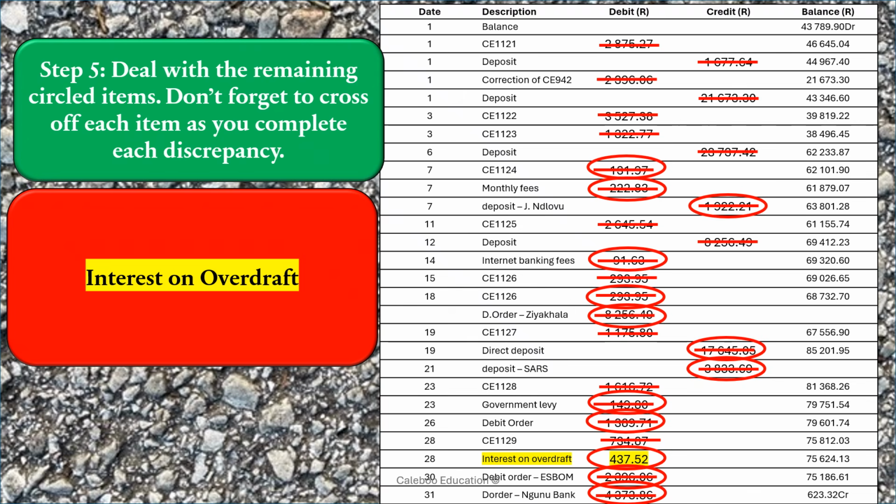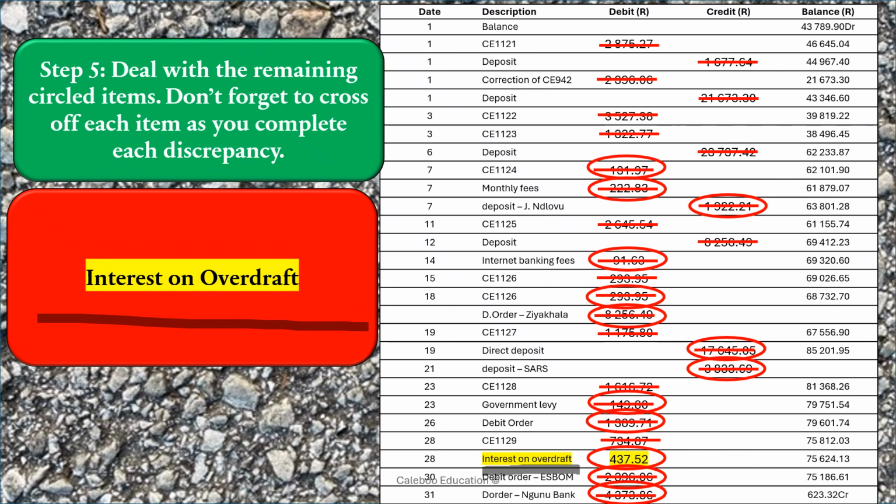Next, we have to look for items that have not been cleared off. So we're looking for the remaining circles, and there I see interest on overdraft. Because we were in overdraft, we were charged interest, and therefore it's in the debit column. It's making our bank balance smaller according to the bank reconciliation statement. So the interest on overdraft is on the bank statement, but not in our books yet.